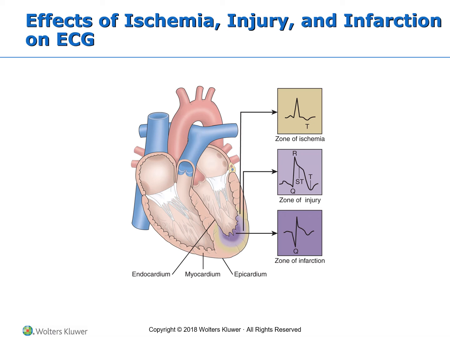The T wave can become abnormal 1 to 3 days after the infarct because there's no depolarization because of the necrotic tissue. The R wave can also decrease as far as the height goes if you're looking.